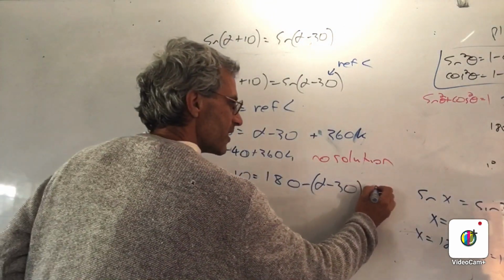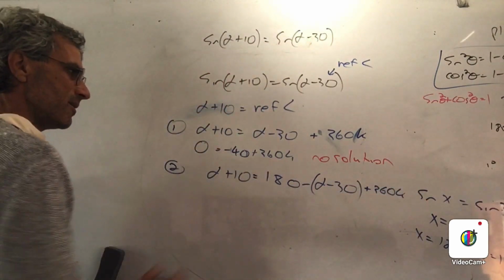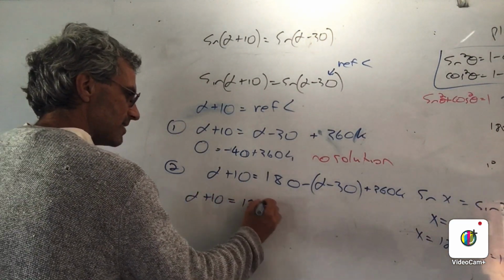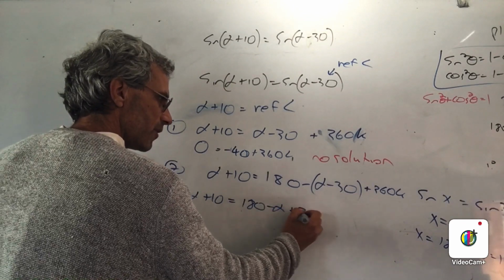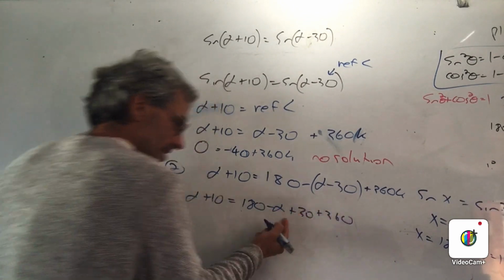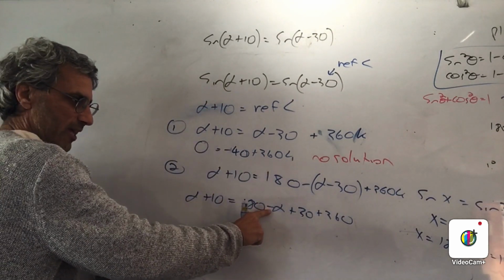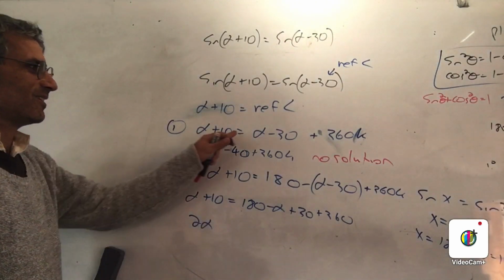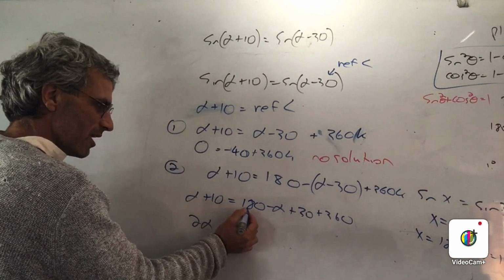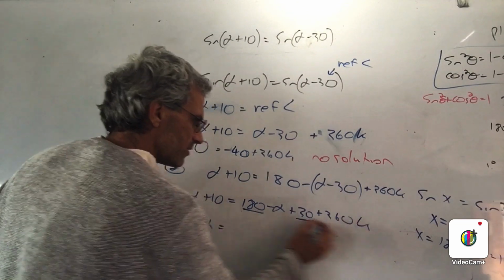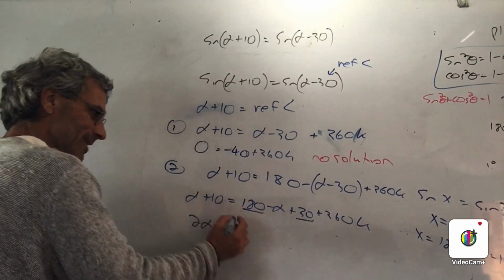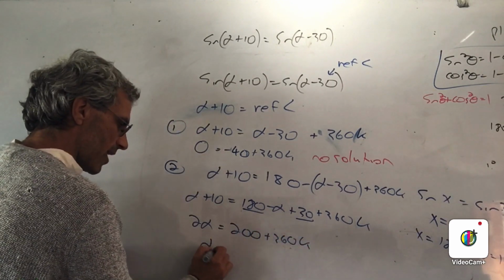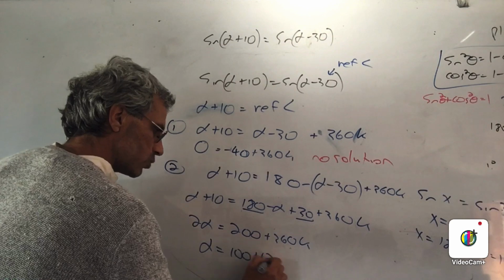Obviously I still need to add 360k. Let's open it up. Alpha plus 10 equals 180 minus (alpha plus 30) plus 360k. Now I can move the alpha to the other side, but it's minus alpha here, so when I move it I'm going to have 2 alpha. Then 180 plus 30 is 210, minus 10 is 200, plus 360k. Finally, alpha equals 100 plus 180k.